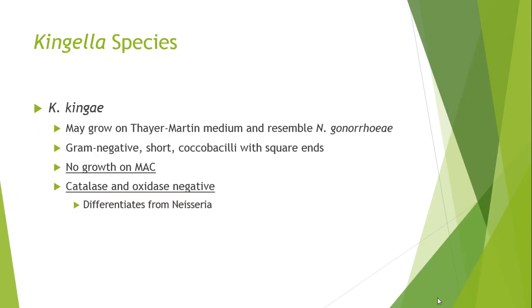And then your Kingella: no growth on MacConkey, catalase and oxidase negative, so that helps us differentiate it from Neisseria and Haemophilus. It can grow on modified Thayer-Martin, so you might have a test question that asks you to differentiate it from Neisseria gonorrhoeae.